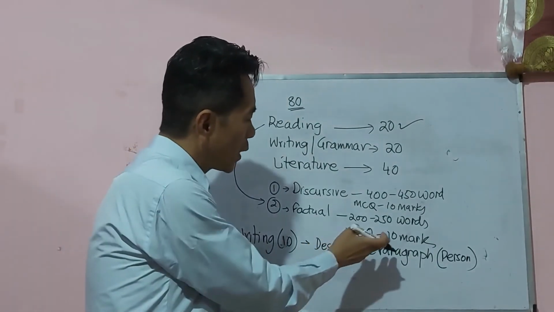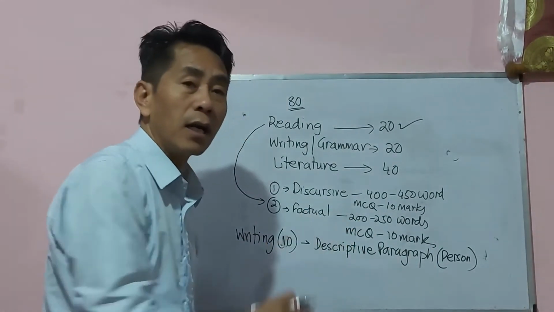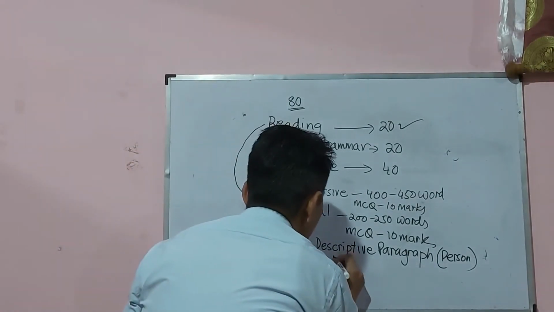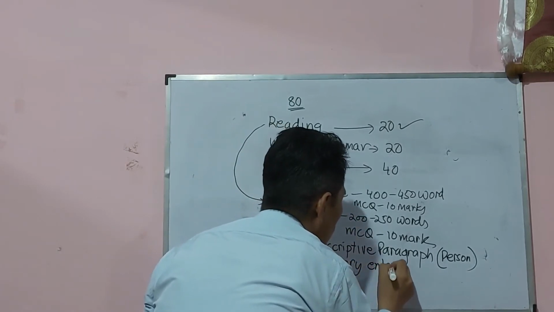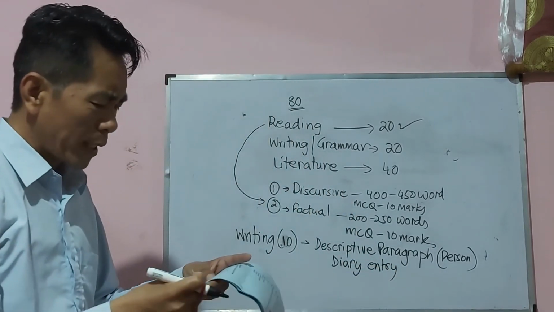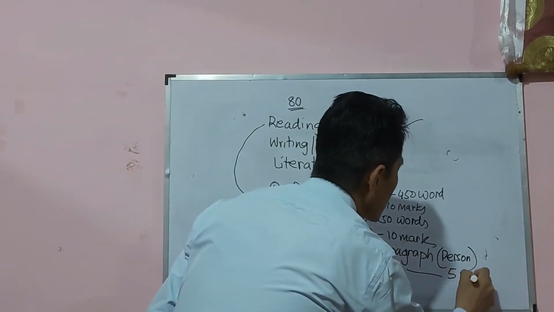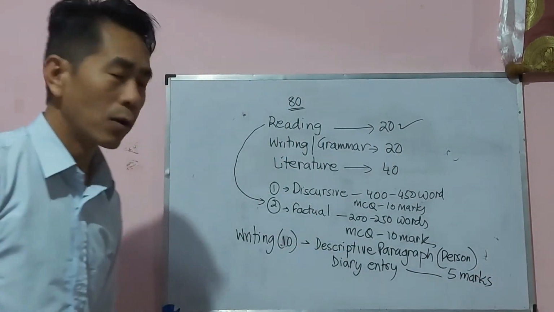Now, how do we write a descriptive paragraph? There is a video, and you can also learn how to write a descriptive paragraph. Or, there is a diary entry. Out of these two, there will be one question, and this question will carry 5 marks. Understood? Okay, so out of 10, 5 marks gone.